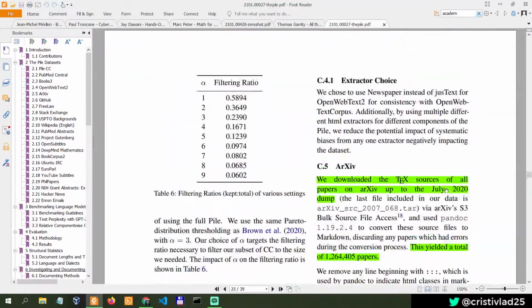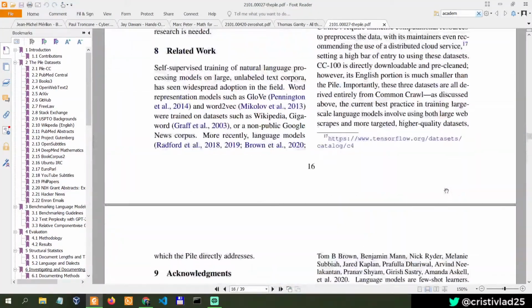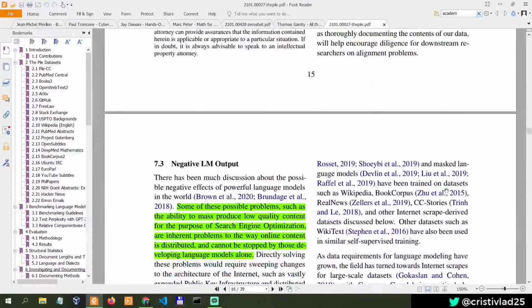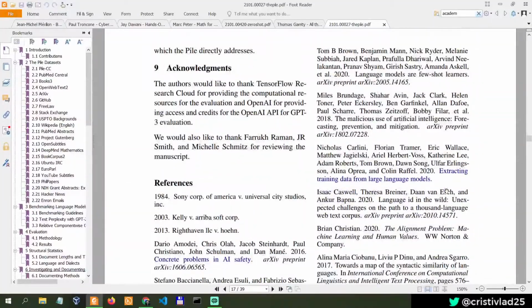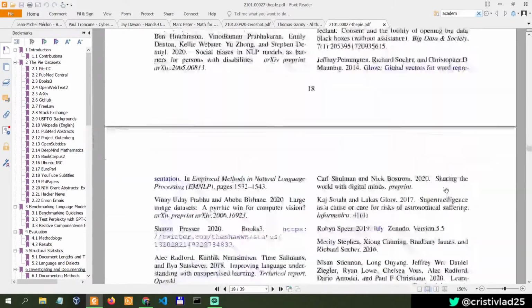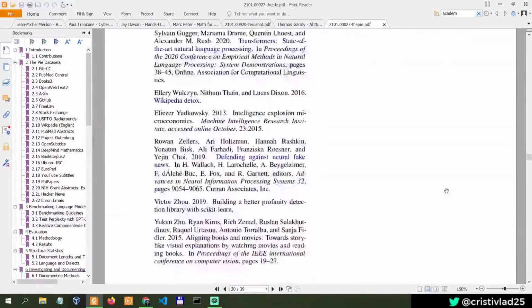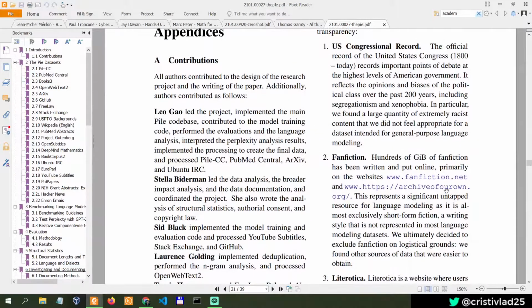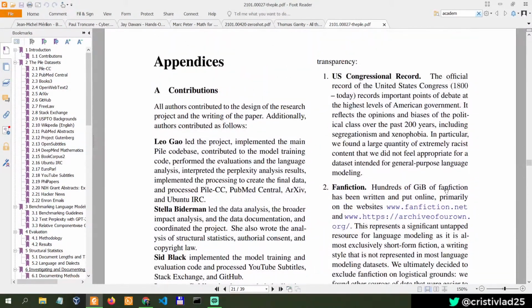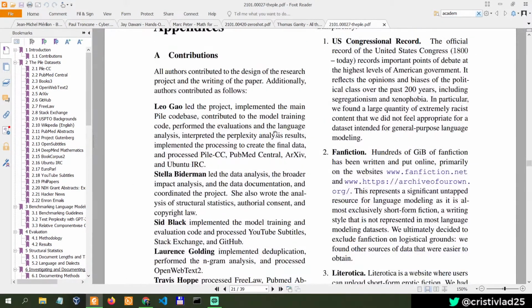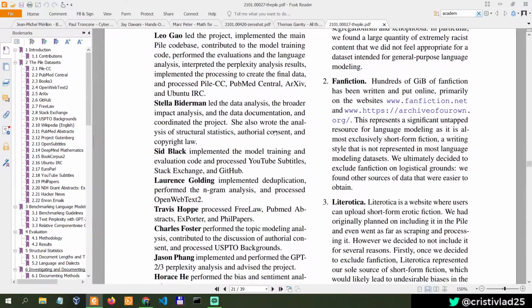These are the appendices. We were here. Acknowledgements, and there's like 20 pages of appendices. Here are all the contributors. And you can find these fellas on the Discord Eleuther AI web server.